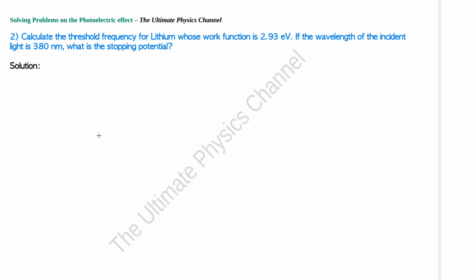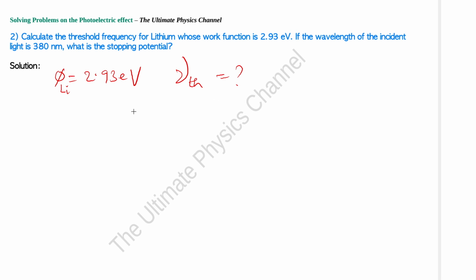Calculate the threshold frequency for lithium, whose work function is 2.93 eV. If the wavelength of the incident light is 380 nanometers, what is the stopping potential? So for lithium, the work function is given, that is the phi value is given as 2.93 eV. Let's call that phi suffix lithium. And they're asking us to calculate the threshold frequency, which is nu th. That is the notation that we are using.